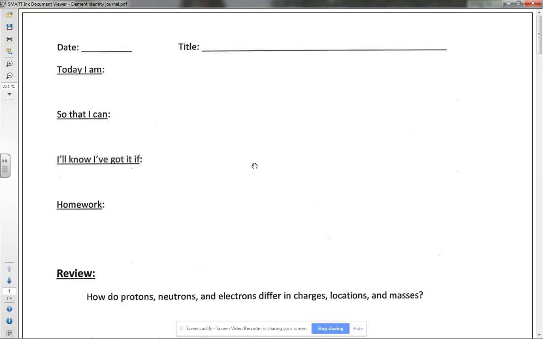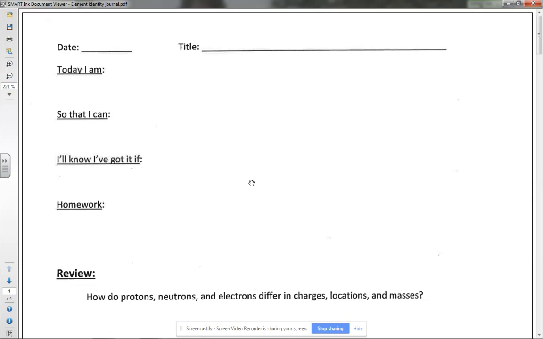Okay, so today is September 5th. Your title is Element Identity. Today I am identifying elements so that I can be able to identify an element based on its number of protons. I'll know I got it if I can identify all six examples correctly. Homework if you do not finish your journal, which there should be no reason you do not.